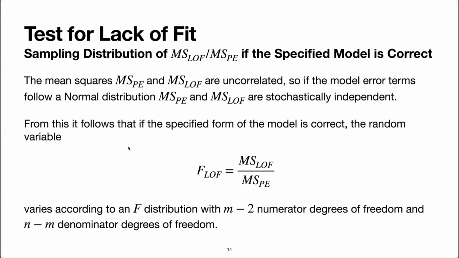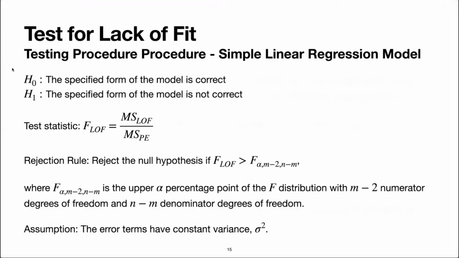Okay, so I've adjusted the slide a little bit to make sure that this is very clearly stated. And so from this, it follows that if the specified form of the model is correct, then this random variable, which we're going to call an F value, F for lack of fit, varies according to an F distribution with m minus 2 numerator degrees of freedom and n minus m denominator degrees of freedom. Okay, so this leads us then to the following formal hypothesis test for determining whether there's lack of fit.